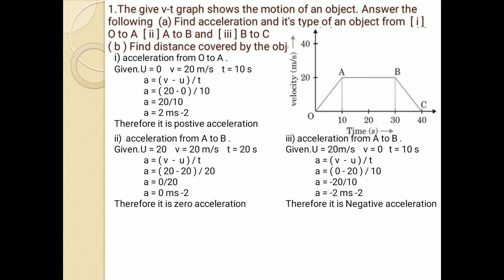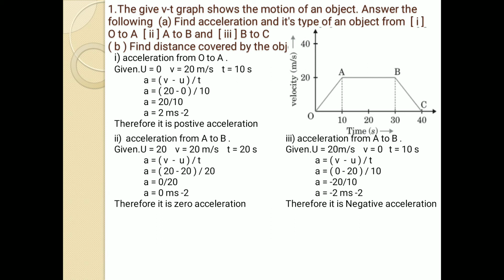Same formula: acceleration is equal to v minus u by t. Substitute now: a is equal to 20 minus 0 divided by 10. So 20 minus 0 is 20 only, and 20 divided by 10, so acceleration is equal to 2 meter per second square. Here acceleration is positive, right? Because velocity increases from 0 to 20 meter per second.